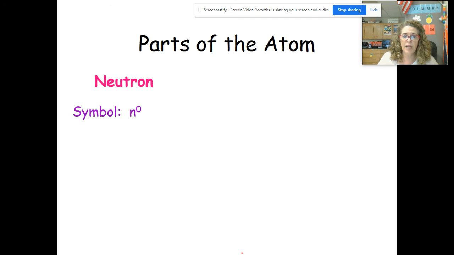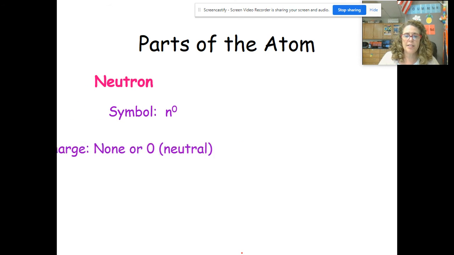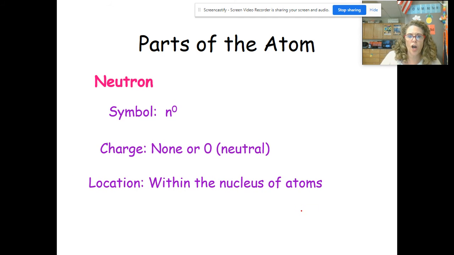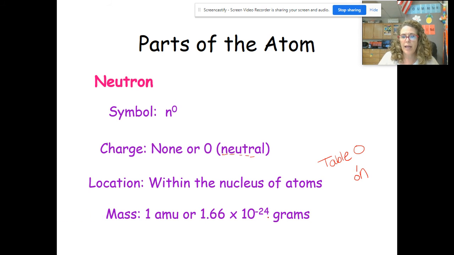So now also in the nucleus, we have our neutron, and that's our symbol for our neutron. Neutron has no charge, neutral, right? It starts with the same first 5 letters, neutral, not negative, neutral. Also located in the nucleus of the atom, also listed on Table O. Still on Table O, the top number is mass and the bottom number is charge. So the neutron on Table O has a mass of 1. And notice it has a mass of 1 and 1.66, right? This is the same mass as the proton. So same mass as a proton.